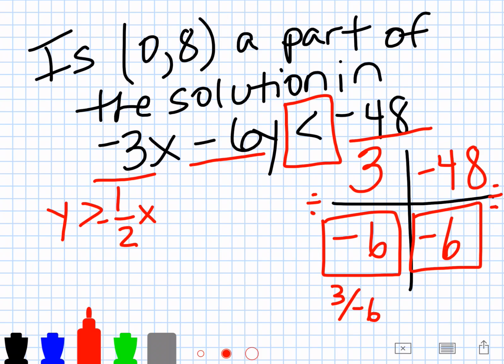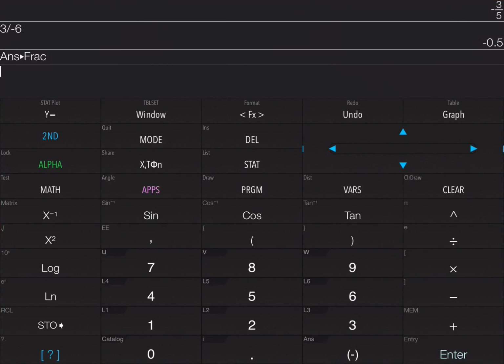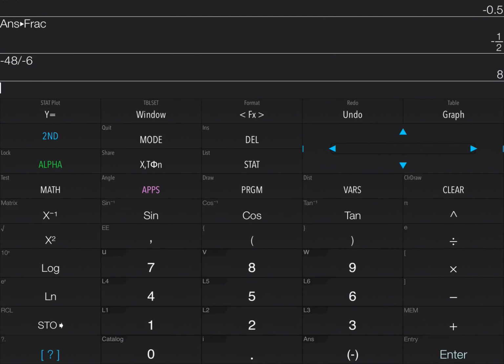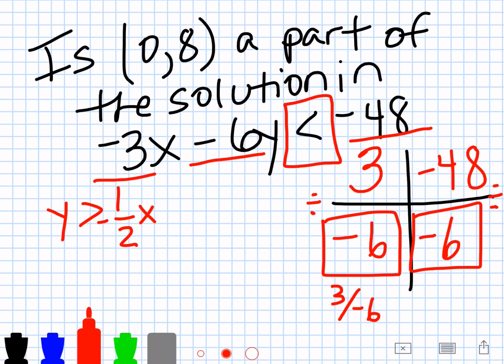Have to put your x after your slope. And then a negative 48 divided by a negative 6. Let's go to our calculator here. Negative 48 divided by a negative 6 will give us a positive 8. So since it's positive, it's just going to be plus 8. So now we have our inequality solved for y. We can go ahead and graph it. Make sure you have this written down because I am going to erase so I can have space to graph.